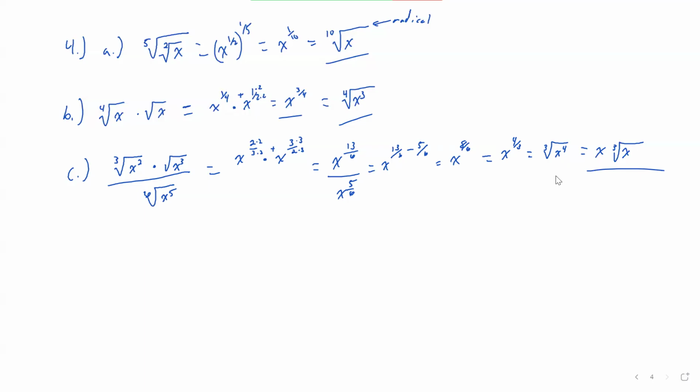Correct. When I multiply like bases, I'm going to add the exponents. Yeah, because you'll get down to the cube root of x to the fourth and won't even notice that you have one larger.